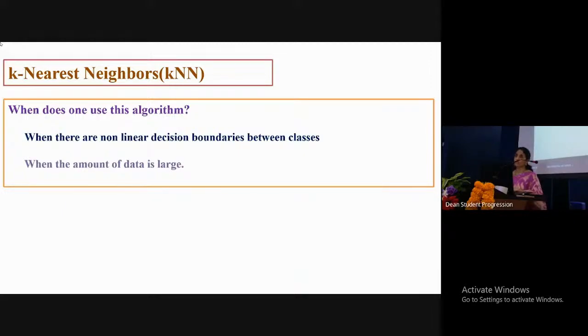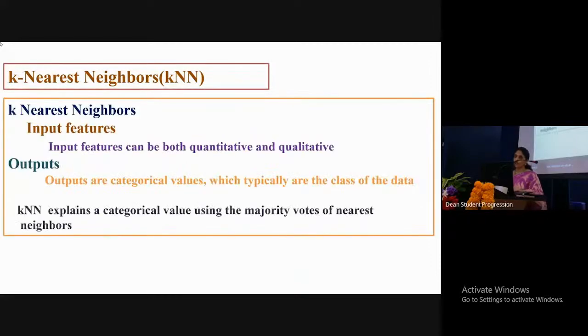The number of dimensions, or the number of features that are involved in your data, should be less. But still the data is large, that is acceptable for the KNN algorithm. Input could be both qualitative and quantitative type, but generally the outputs are categorical values that you get.